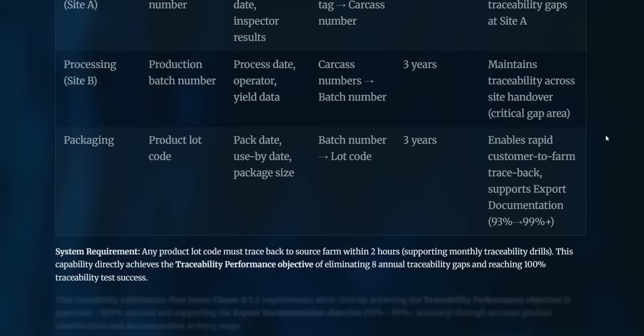Now, the system requirement here: any product lot code must trace back to the source farm within 2 hours, supporting monthly traceability drills. This capability directly achieves the traceability performance objectives of eliminating 8 annual traceability gaps and reaching 100% traceability tests.